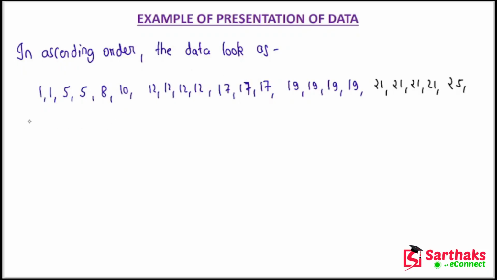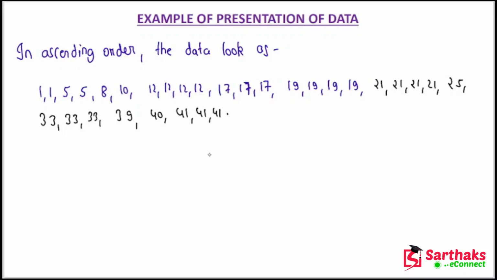Then only 3 students got 33 marks. Then only 1 student got 39 marks. Then only 1 student got 40 marks, and then 3 students got the highest, that is 41 marks. So this was the end.